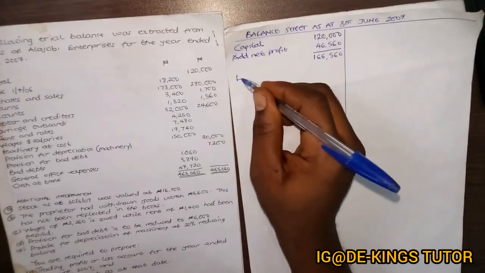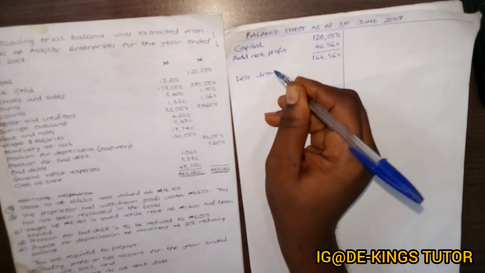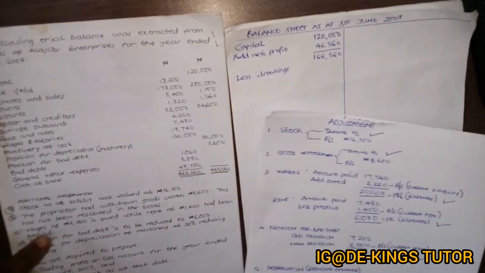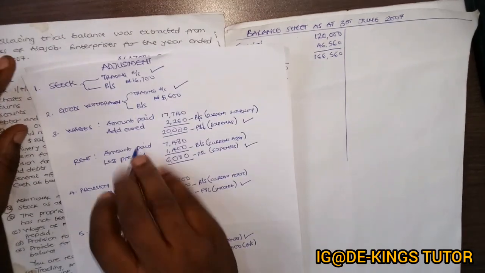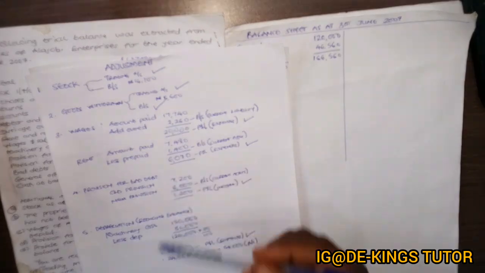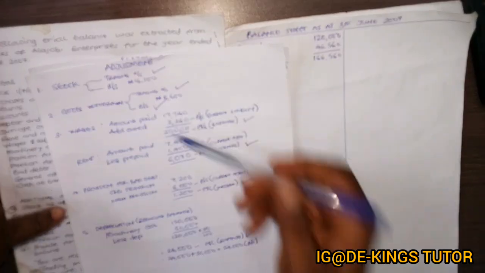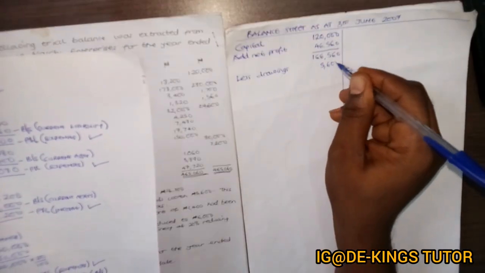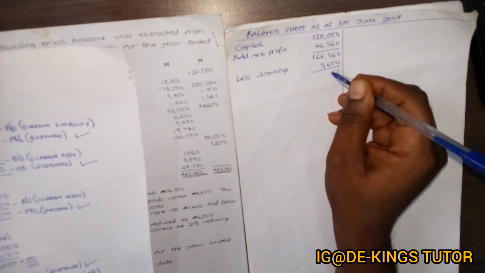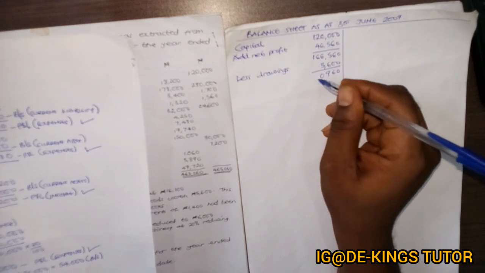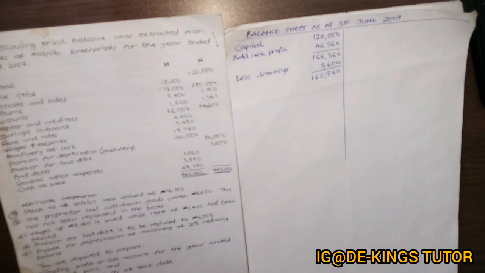The next thing is less drawings. Now if you remember, they said the proprietor withdrew goods. So these goods withdrawn become the drawings. This is the second time. Remember I said everything that appears under the additional information appears twice. So this goods withdrawn, 5,600, gives us 160,960. Now move to the right hand side.